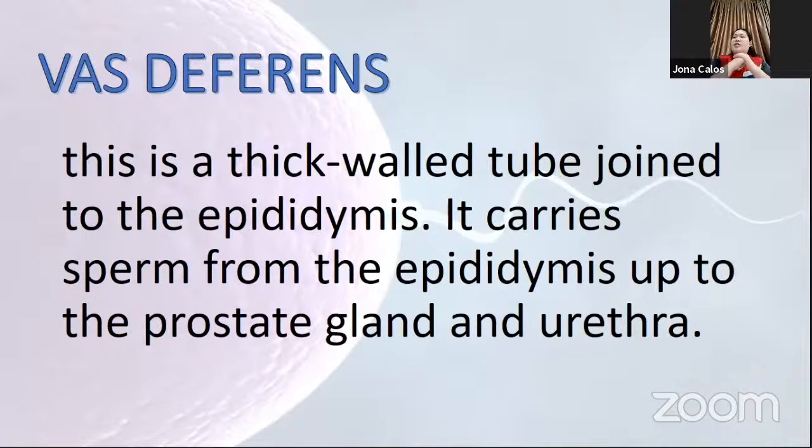The vas deferens is a thick-walled tube, joined by the epididymis. It carries sperm through the prostate gland to the urethra. The urethra is also most likely part of the urinary system.